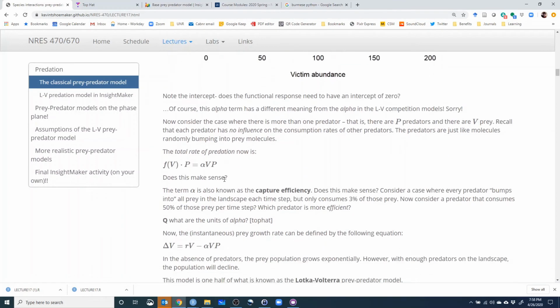Of course, this alpha term has a different meaning from the alpha in the Lotka-Volterra competition models that we did last week. I'm sorry about that. It's just the way the notation is, and we just have to be cognizant that the alpha term is different. It means something different in this model than it does in the competition models.